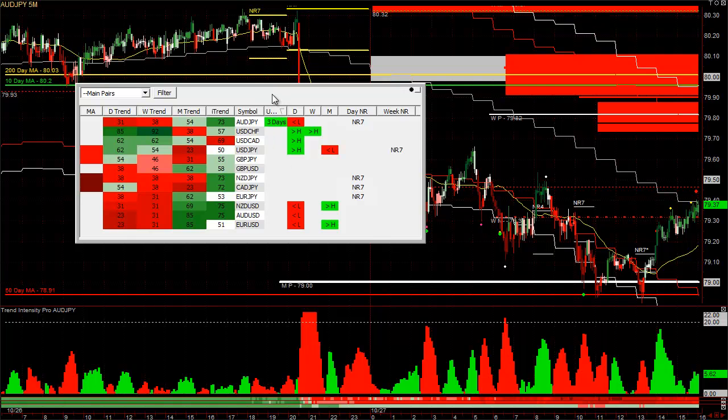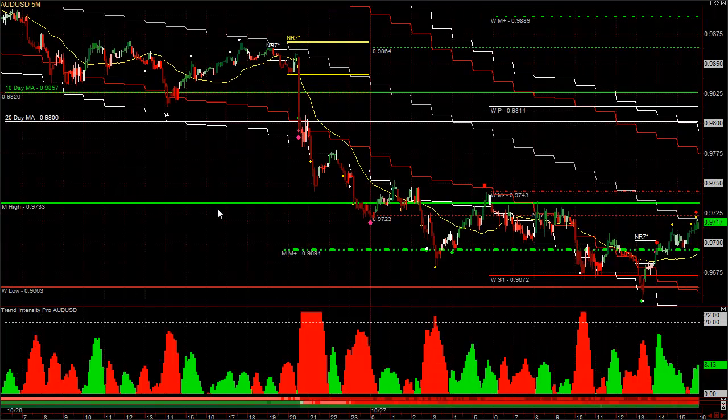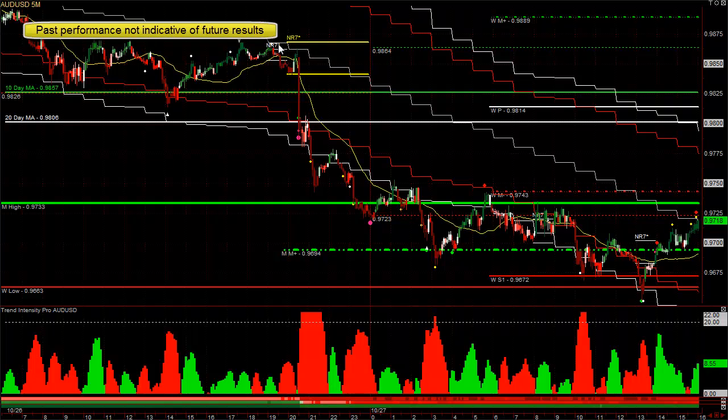There's only one currency that had 3 consecutive days movement in any given direction. Here's the Australian dollar, also underneath the hourly, and so the odds are the price is more likely to go down.